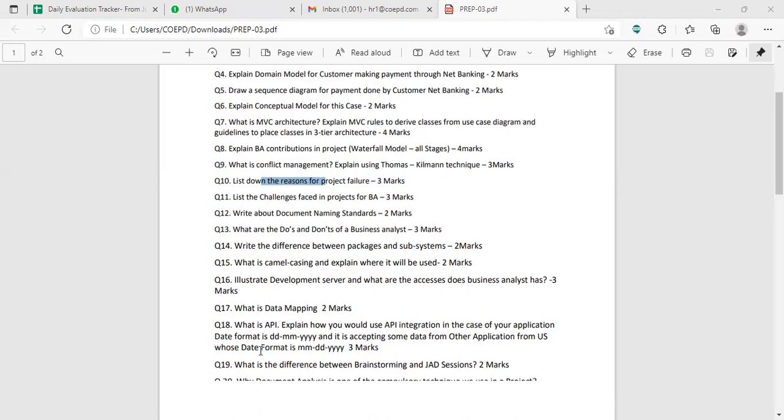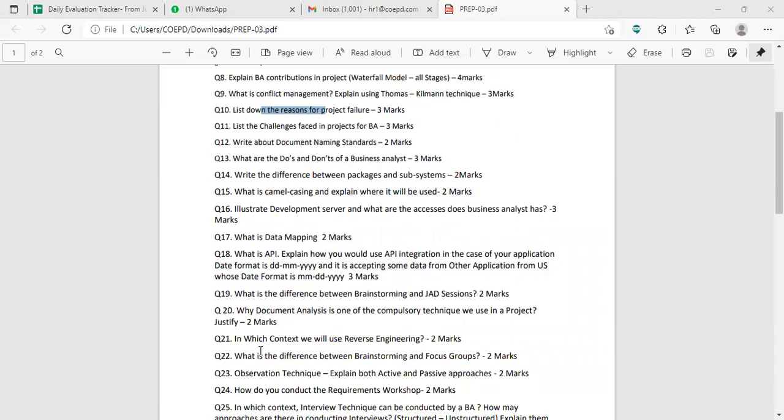The 17th one is what is data mapping. What do you mean by data mapping is, see, let's assume a customer would want to get a two-wheeler loan.